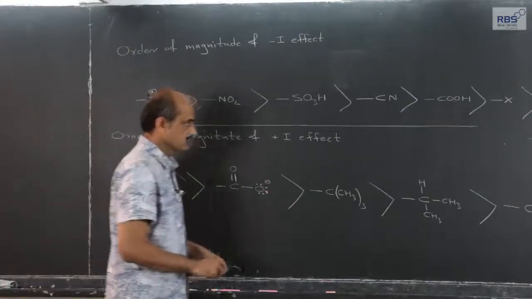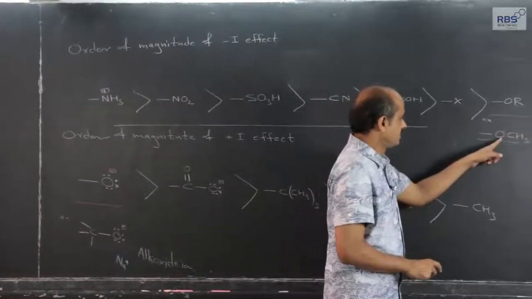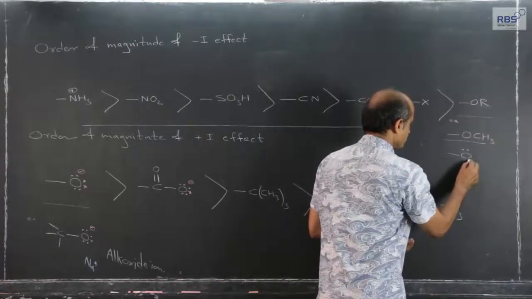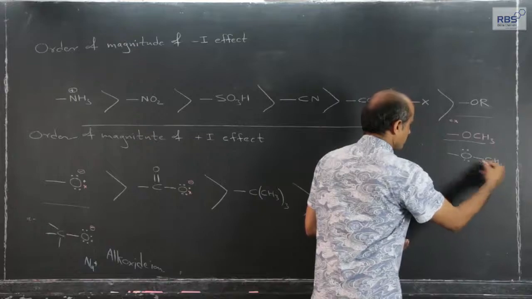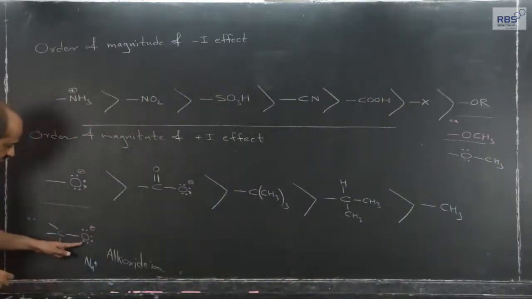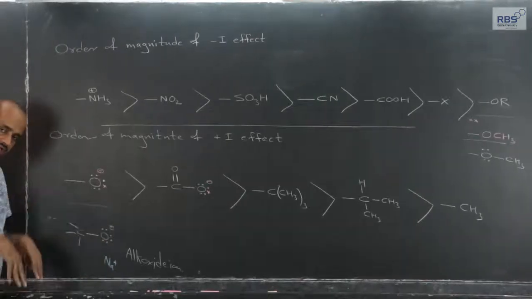It is complete here also, in the methoxy group, two lone pairs and two bond pairs. But here, this oxygen, it has gained one electron.